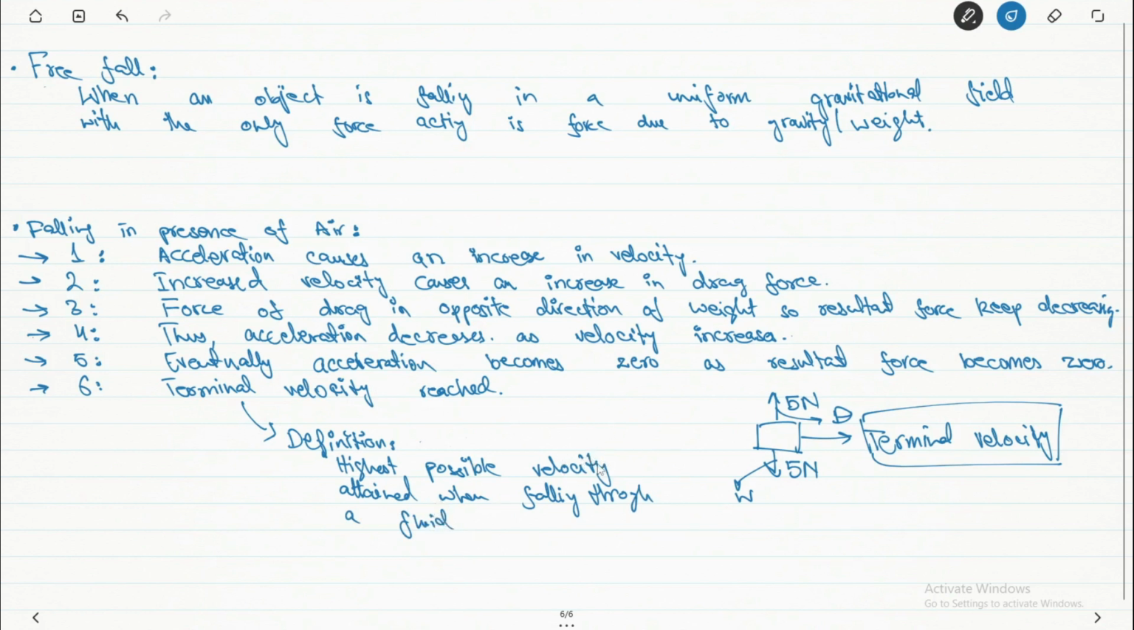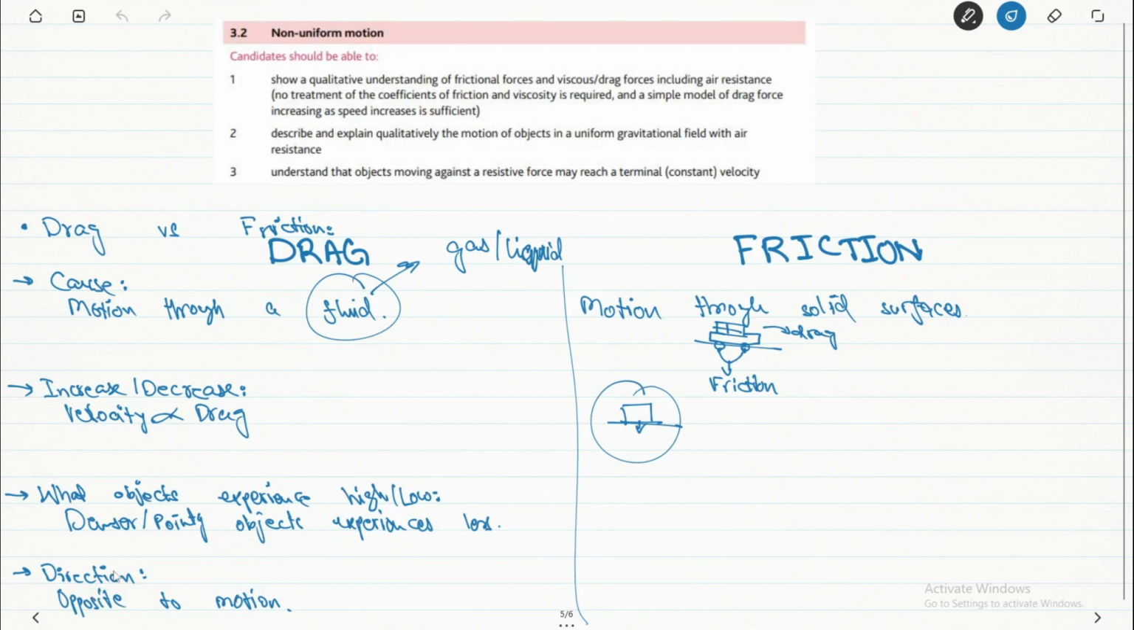What I recommend for you to do now is just go over this example, and maybe even memorize this if you want, but you need to understand the concept of this so you can answer a question about terminal velocity or how an object reaches terminal velocity. Yeah, and that's basically it. Another thing you need to understand is what kind of object would experience low drag forces, and how the drag forces increase.